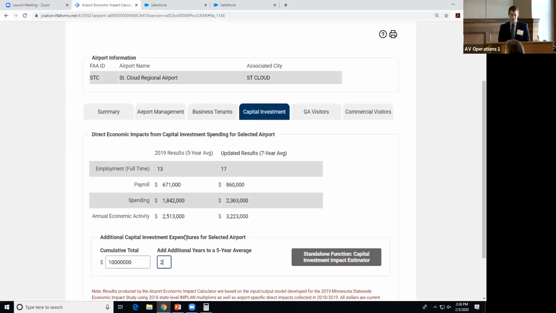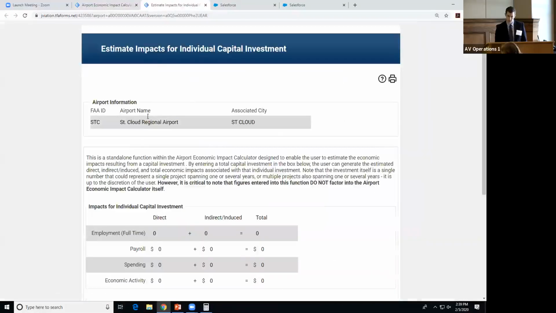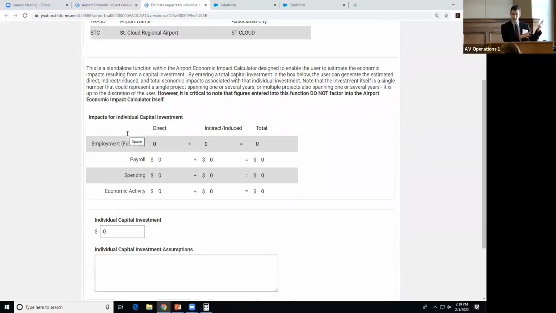Now, the $10 million and the previous 5-year average, again, we use a 5-year average to smooth out the fluctuations from year to year. That doesn't mean that $10 million in spend only creates 4 jobs. On its own, that $10 million project or series of projects is much more valuable. So if you click this gray box here that says standalone function, capital investment impact estimator, that opens a new tab that is disconnected from the calculator. You can't save anything here.